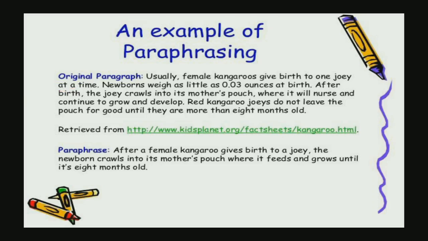So this is an example of paraphrasing. The original paragraph: Usually, female kangaroos give birth to one joey at a time. Newborns weigh as little as 0.03 ounces at birth. After birth, the joey crawls into its mother's pouch, where it will nurse and continue to grow and develop. Red kangaroo joeys do not leave the pouch for good until they are more than 8 months old. And then the paraphrase: After a female kangaroo gives birth to a joey, the newborn crawls into its mother's pouch where it feeds and grows until it's 8 months old.